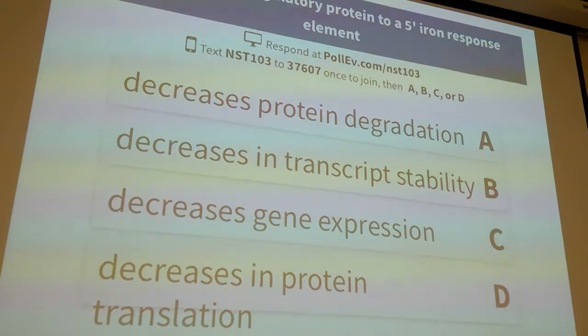So this one has to do with the IRE. Binding of iron regulatory protein to a 5' iron response element, or IRE, will have what effect? Decrease protein degradation, decrease transcript stability, decrease gene expression, or decrease protein translation? The 5'. So you can have 5' or 3' IREs.